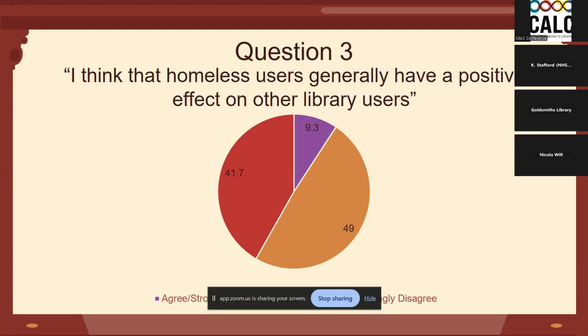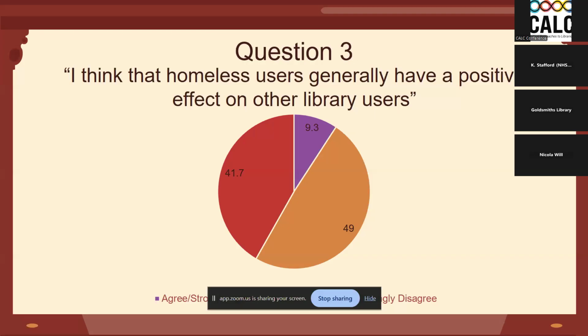However, 41%, 63 in total, only 7% less than the neutral option, either disagree or strongly disagree that homeless library users generally have a positive effect. So we can assume that some of these respondents merely mean that the effect of homeless users on other library users is not necessarily negative, simply not positive, right? It could be a kind of neutrality. But when we examine those results, along with the examples we've given earlier in the talk and with the 49% neutral section, it seems more likely that a lot of the respondents feel that the effect of homeless users on others is, in fact, negative.